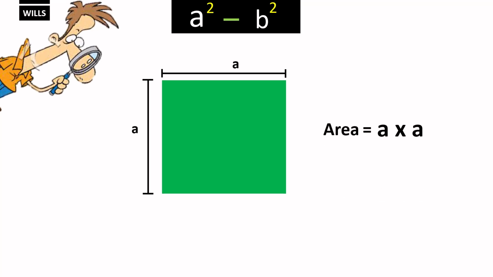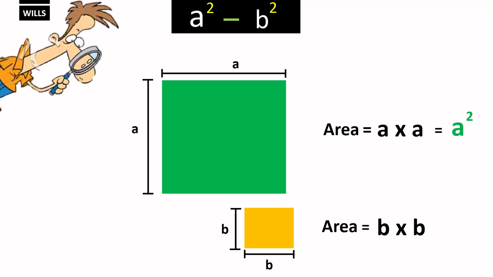Look carefully. Let's say you have this shape with length a. The area of this shape is length times length, which is a times a, which is a squared. Let's say you have another shape with length b. The area of this shape is still length times length, which is b times b, which is b squared.